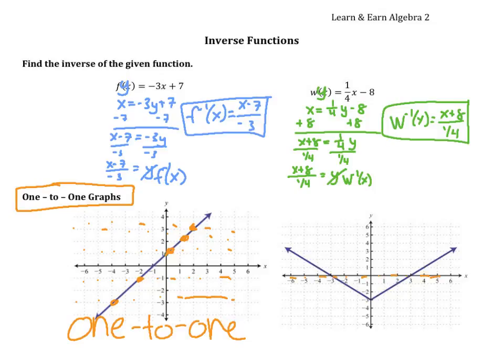I'm going to draw a horizontal line and ask yourself, how many times does it touch the graph? Well, this one touches here and here. And then this line touches twice. So because the horizontal lines touch twice, I'm going to say this is not one-to-one.